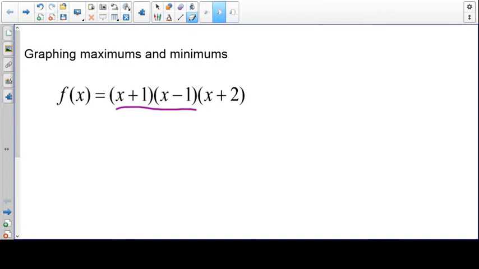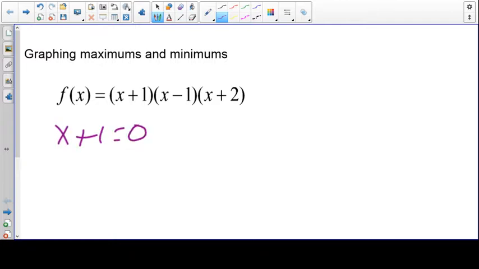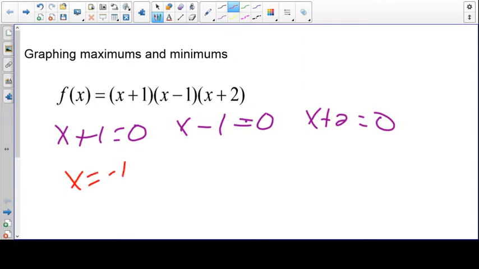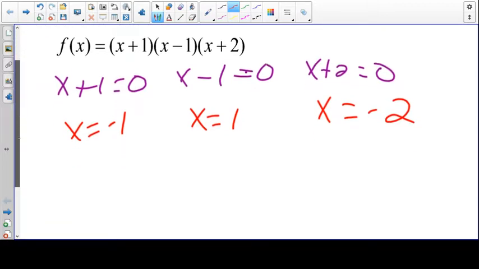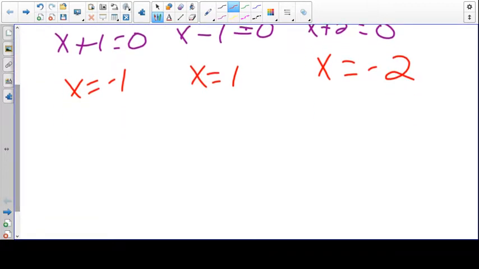So the difference between today and what we've done in the past is we have one to two more sets of parentheses. So first steps first, I pull everything apart and set it equal to 0. And then I'm going to solve all those. So in this first one, x would be -1, x is 1, and x is equal to -2. So these are what's called zeros of my function.